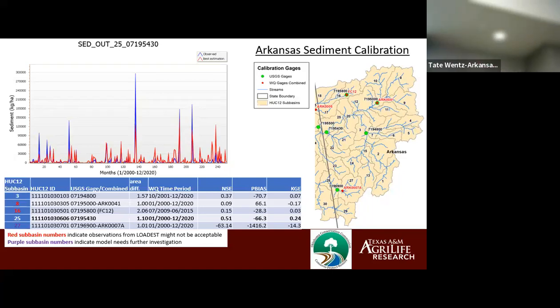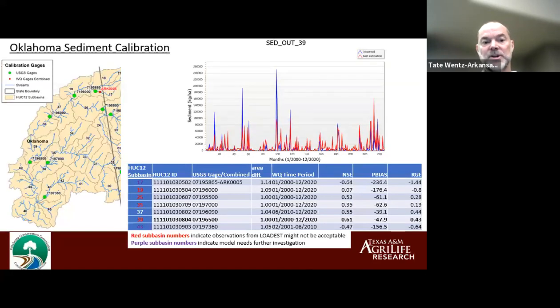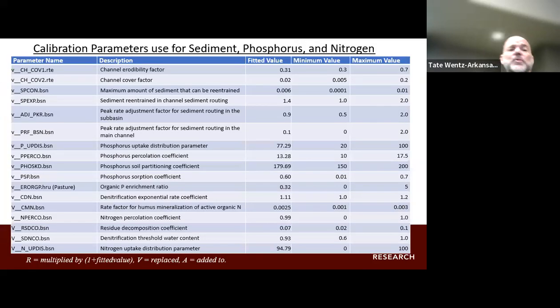So this is our sediment calibration. A few of them are not calibrating well. Again, the red numbers indicate the observations from load S may not be acceptable. So those are still in the process of being adjusted. Oklahoma calibration, again, we've got some gauges, and there's some sites that aren't calibrating very well. So that's still a work in progress. These are the parameters that were used for calibrating sediment, phosphorus, and nitrogen. Again, applied basin-wide. It hasn't been taken down to a lower level.